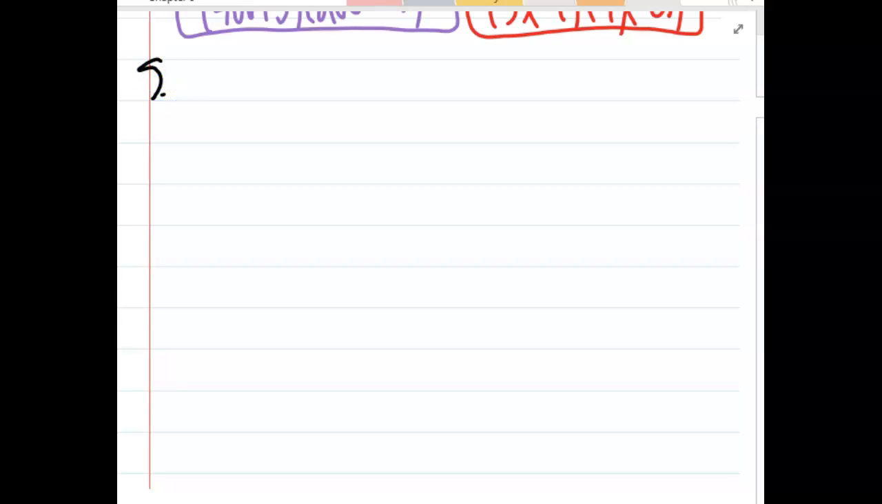Let's try another one. So, number 5. Let's do 32k to the 4th minus 16k cubed plus 12k squared minus 6k. Okay, what's the first thing we always check for? Greatest common factor. We usually go to there's one. But! Is there a greatest common factor?